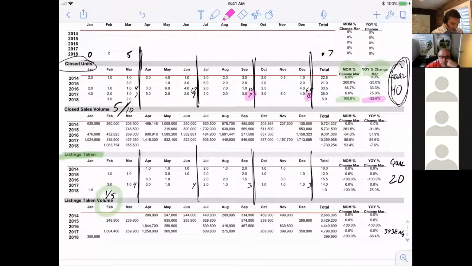If you look at the year over year, we're 75% off pace for listings taken, because we had taken 4 listings last year by this time, and this year we've only taken 1. In March, we didn't take any, so we're behind by 100%.